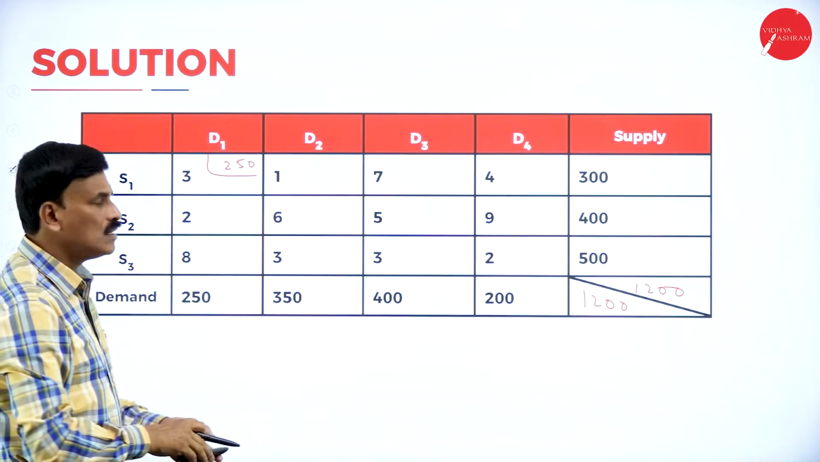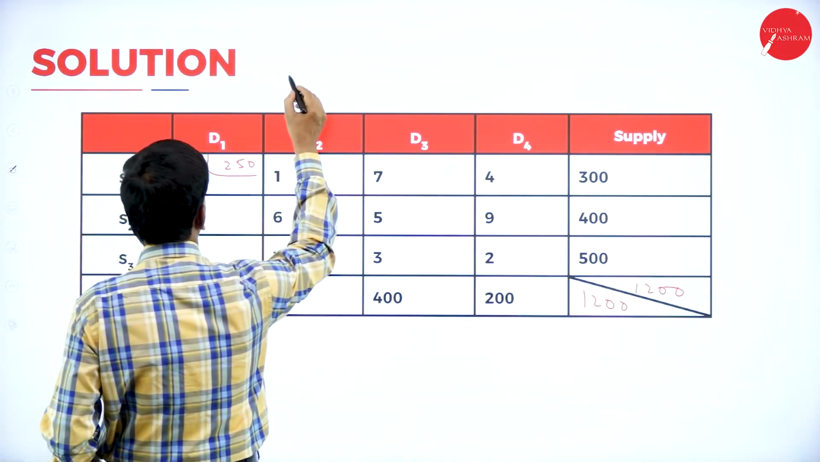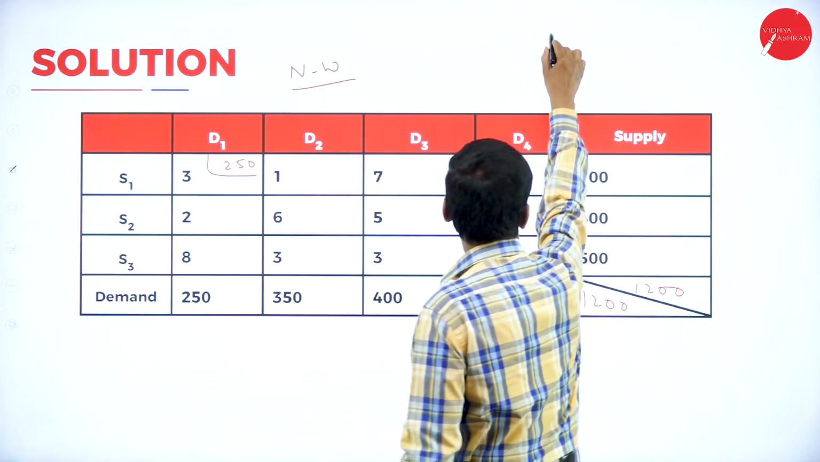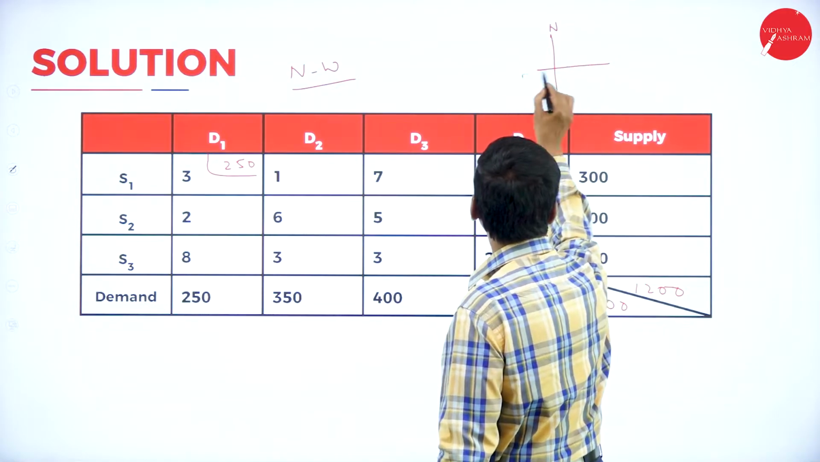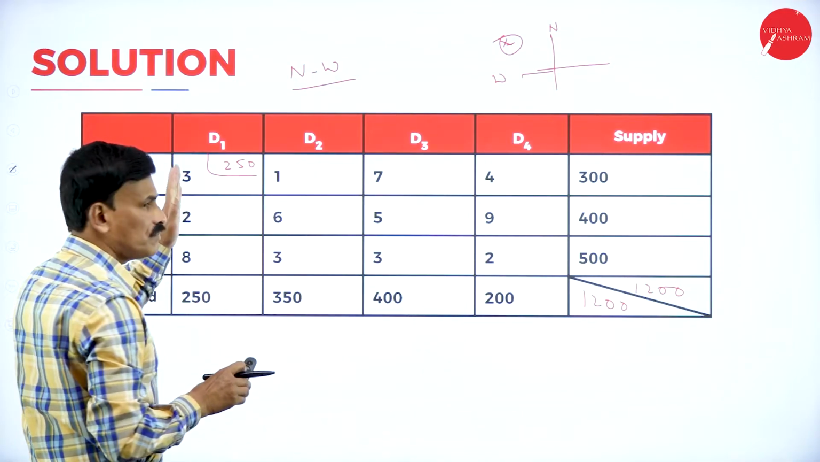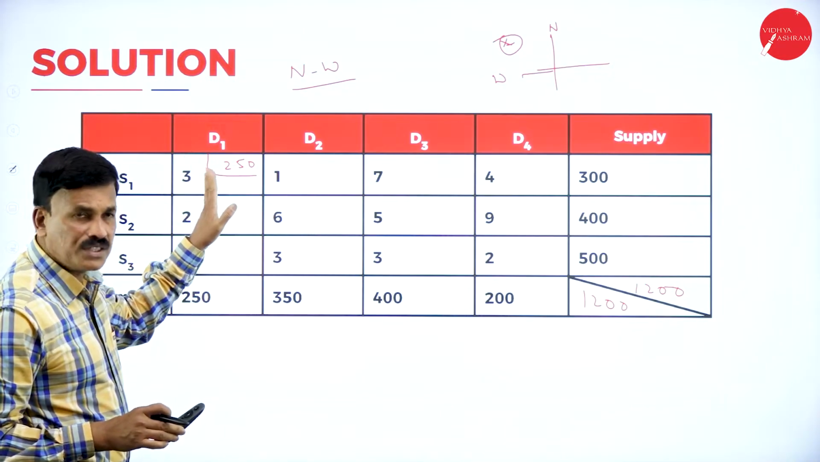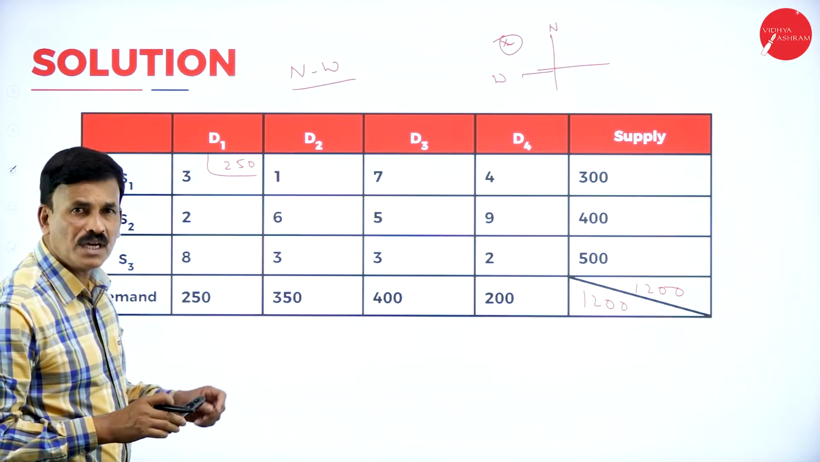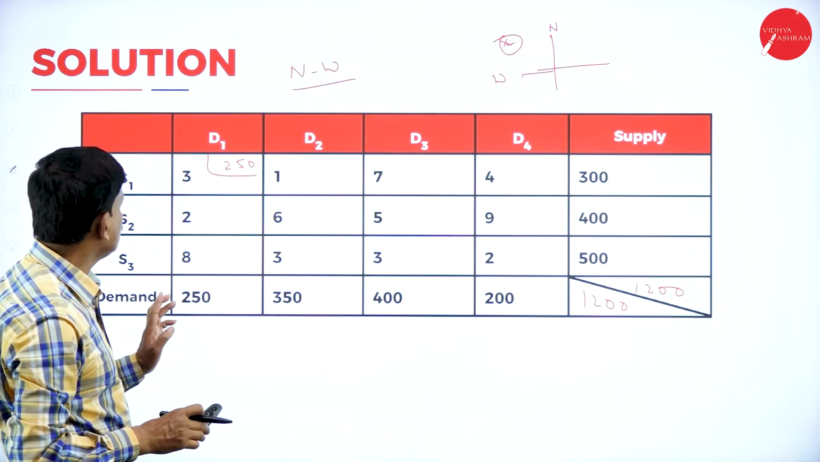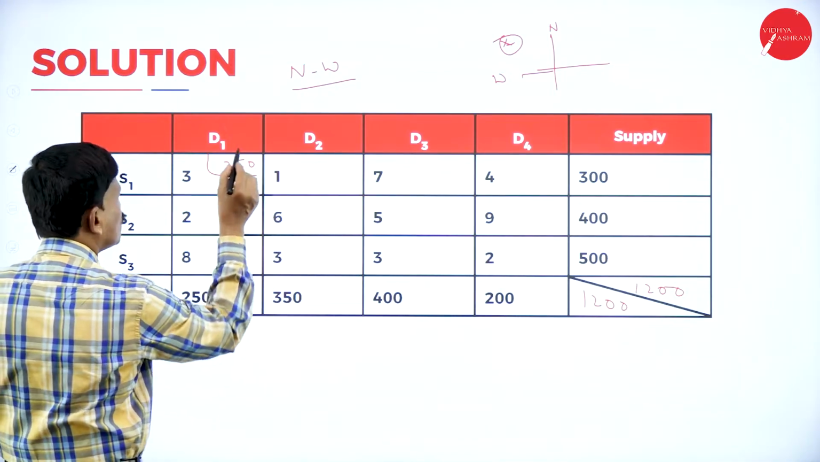Listen to me. First step, identify the northwest element. Here this is north and this is west. The topmost left element of the table is 3, and for this particular row and column identify the demand and the supply, which is minimum. Here demand is 250 and supply is 300. So just allocate 250 here.